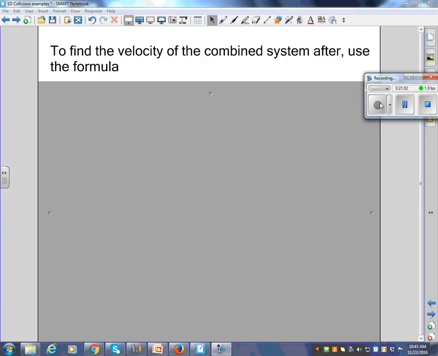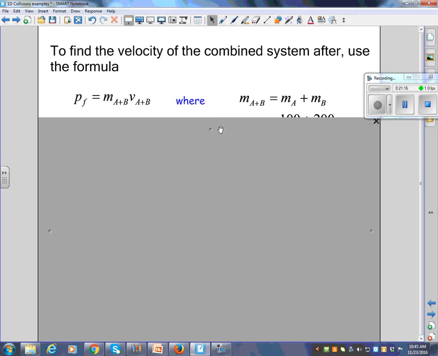The question will be, find the velocity of the combined system. How fast are the two carts going when we're all done? Let's do it. The final momentum, now here's where the subscripts get a little goofy. A mechanical pencil comes in handy because you can write kind of tiny things. So the final momentum is the mass of, now I've got A plus B. You have to add those two together, where M, A plus B is the mass of A plus mass of B.